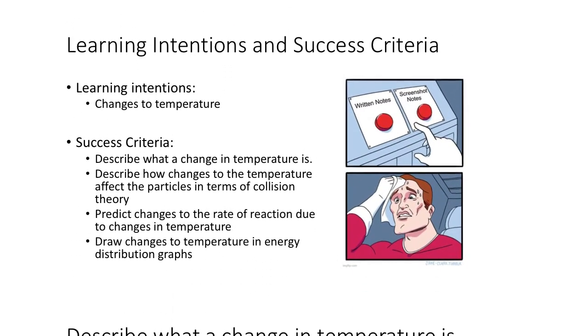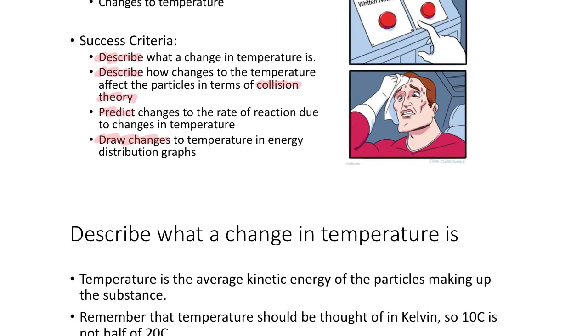Okay, so this is what we're going to be learning about. We're going to be learning about changes in temperature. We're going to be able to describe what a change in temperature is, describe how changes in temperature affect the particles in terms of the collision theory, so collision theory, very important. Predict what happens to the rate of reaction when you change the temperature, and then draw changes to temperature in energy distribution graphs, and then be able to use that as an explanation. Okay, so let's get going.